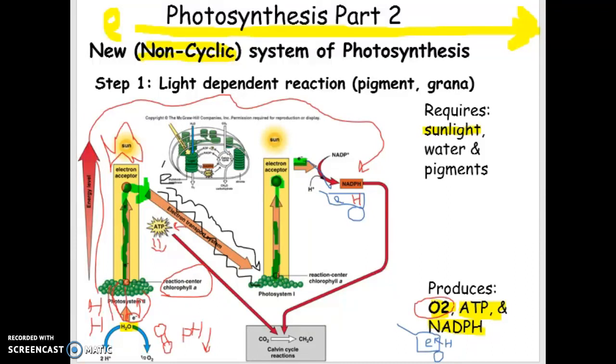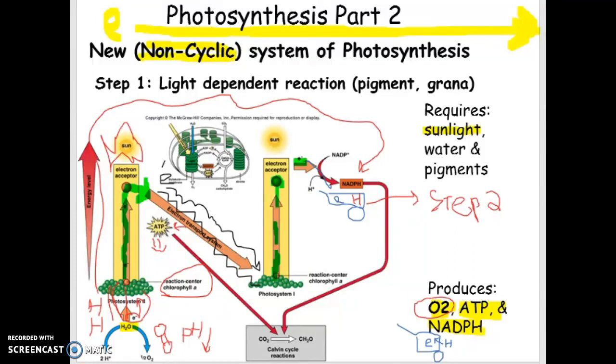You got oxygen produced, diffuses out of the cell, ATP is produced, cell uses it for energy, and then NADPH is produced as a carrier molecule to take the hydrogens and the electrons to step 2. So this little wheelbarrow goes to step 2. Now, as long as we have a continuous supply of water, we can keep replacing the electrons, keep making oxygen, hydrogens go into the little wheelbarrow, and that all moves to step 2.